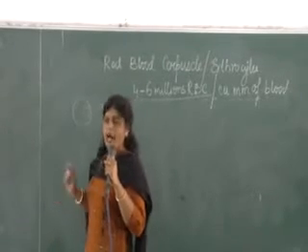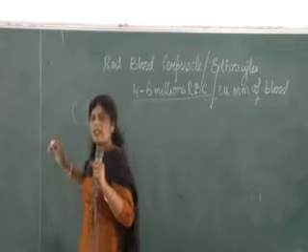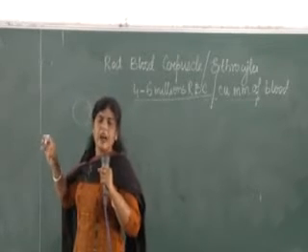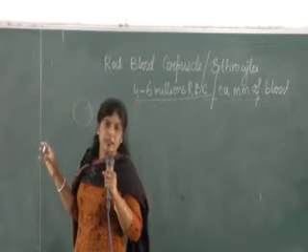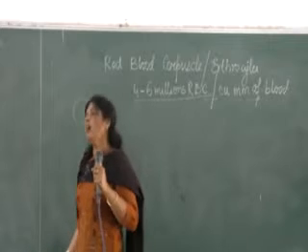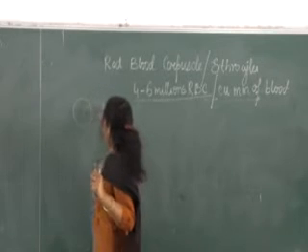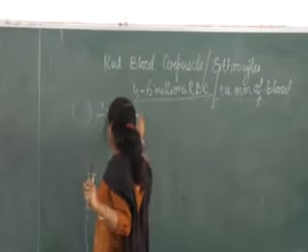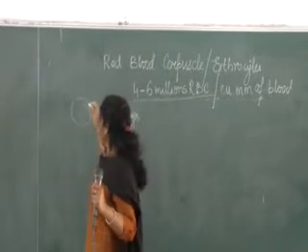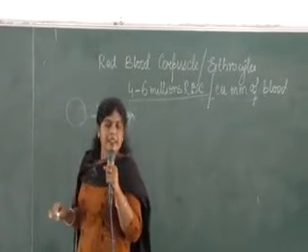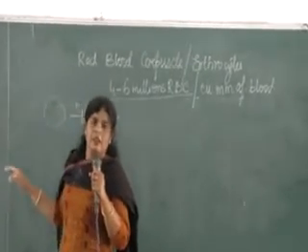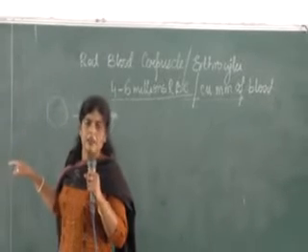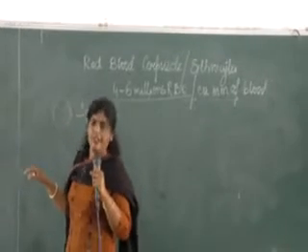Now, the absence of this doesn't let the RBC live for a long period of time. The nucleus itself is absent. So the average lifespan of RBC is 120 days. But there are a lot of advantages of not having organelles inside the RBC. What are the advantages? Let us see.